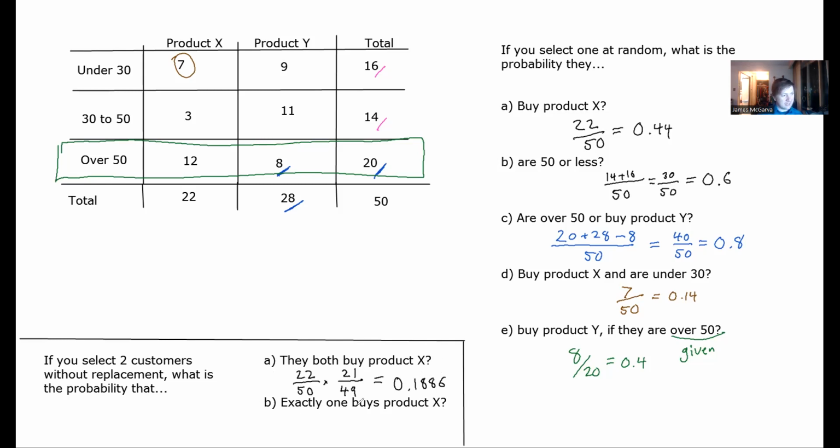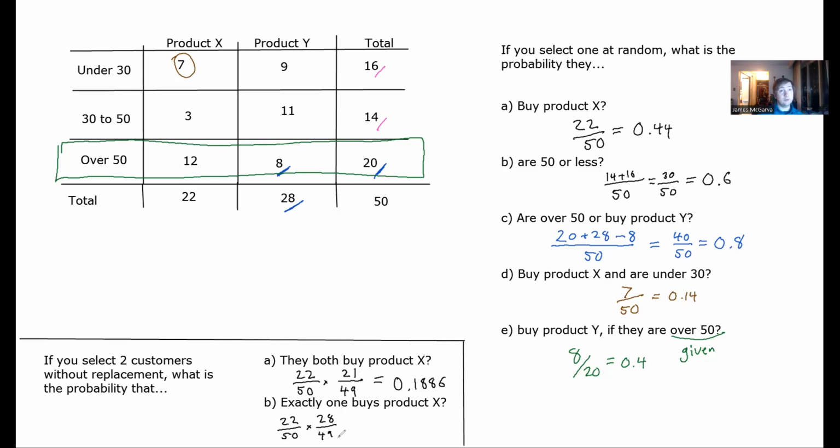And now when we go on to exactly one buys product X, you might try to use the same technique. And we have to use the same technique, but we have to pay attention to another thing as well. So let's go through it again. Let's say exactly one buys product X. Okay, so let's say the first one buys product X, and the second one buys product Y. Well, if the first one buys product X, that's 22 out of 50. And then there's 49 people left to choose from. And how many of them buy product Y? Well, it should be 28, because there were 28 to begin with, and the first person I chose picked product X. So there are still 28 product Y buyers in the pool. Right? So we have 28 out of 49.